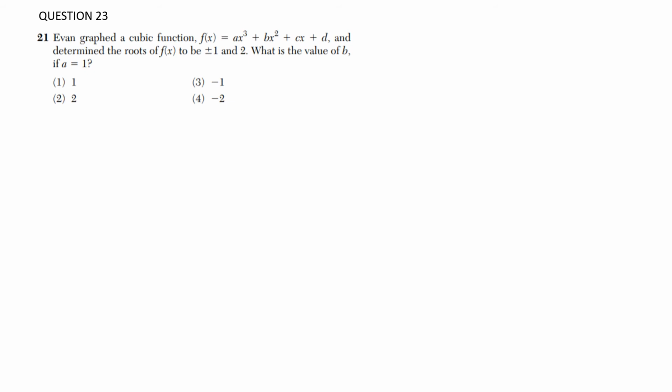So in this question, Evan graphed a cubic function, f of x equals ax cubed plus bx squared plus cx plus d, and determined the roots of f of x to be plus or minus 1 and 2. What is the value of b if a equals 1? Now let's identify what these roots mean. Let's go with the root positive 1. Having a root of positive 1 means that x minus 1 is a factor of f of x, because when you plug in 1 in this term, it makes the entire function 0, right? It's the same for the other two roots as well, meaning x plus 1 is a factor, and x minus 2 is also a factor.